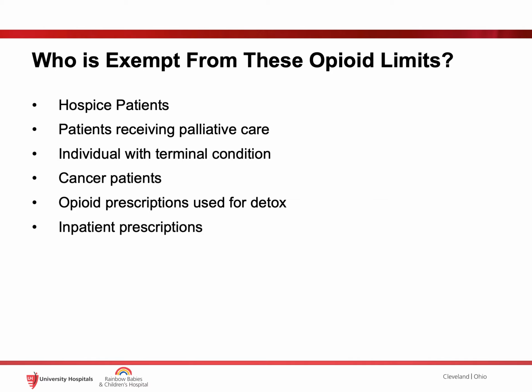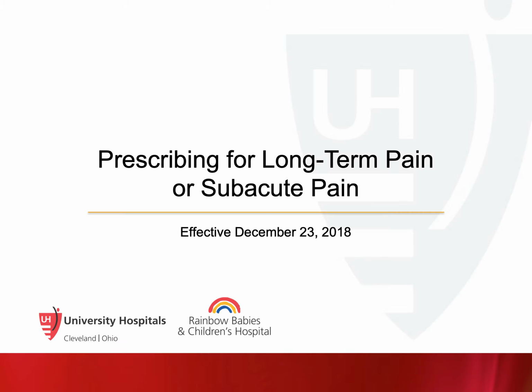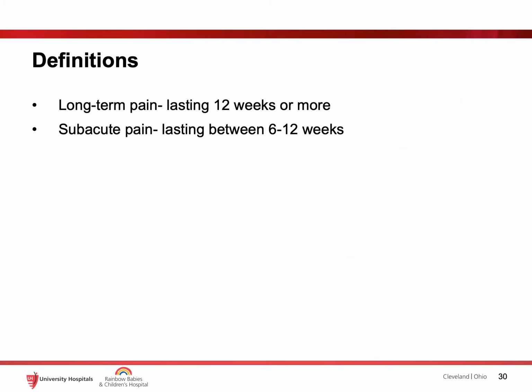So who is exempt from these opioid limits? Hospice patients, palliative care patients, terminal conditions, cancer patients, if they are getting these prescriptions for detox, or if it's just an inpatient prescription. Prescribing for long-term pain or subacute pain is newer legislation that went into effect December 23rd of 2018. They define long-term pain as lasting 12 weeks or more, and subacute pain as lasting between 6 to 12 weeks.